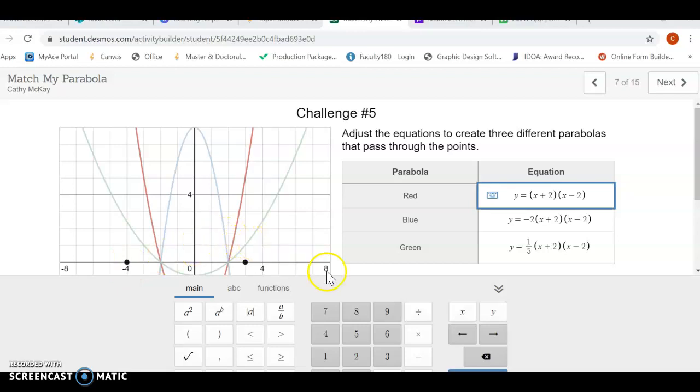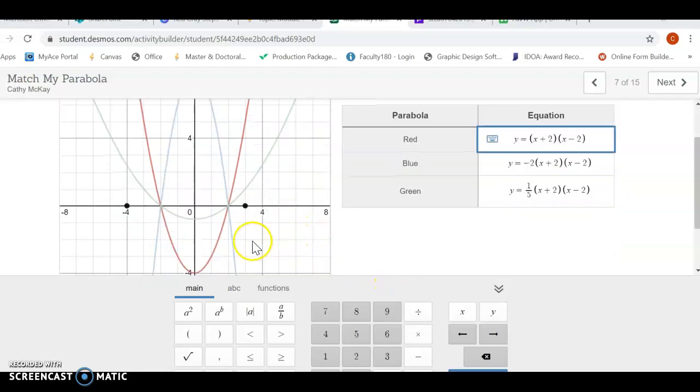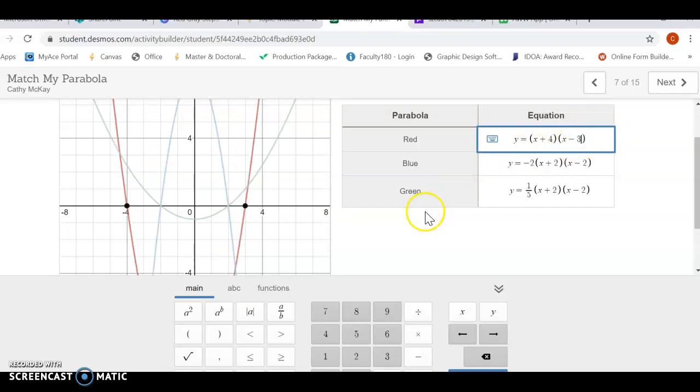So let's look at the red one first. The red one, we need to make it pass through these 2 points. So see how it says +2, so it's over here. I'm going to change that to +4, and notice how that moved over to -4, and then this one I'm going to do x - 3, and that pulls it through that one. So now my red one's done.